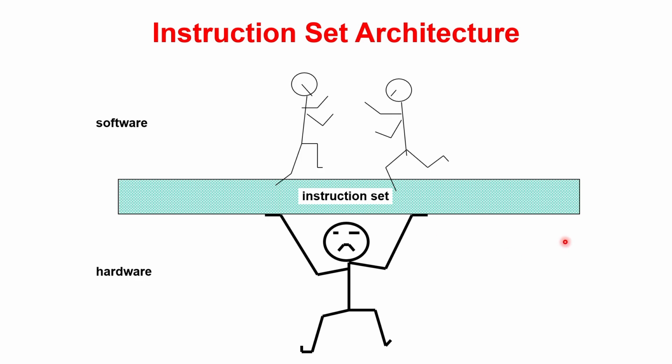So the instruction set architecture defines exactly what instructions the computer can execute and how software can interact with the hardware. Let's say a programmer needs to add two numbers. For example, on the software side, above the ISA line, a C programmer writes C equals A plus B. The compiler converts this into the assembly instruction, which is add C, comma A, comma B.